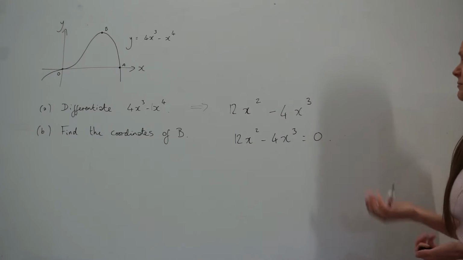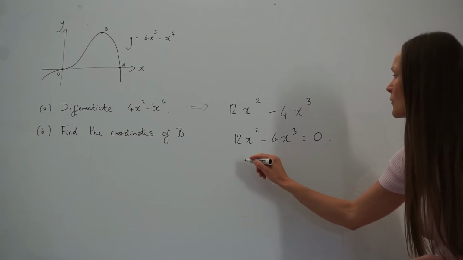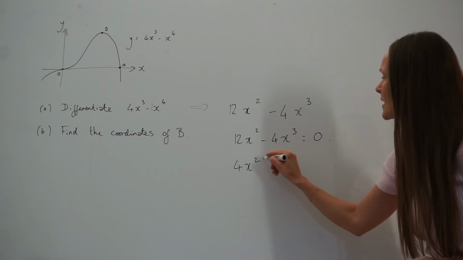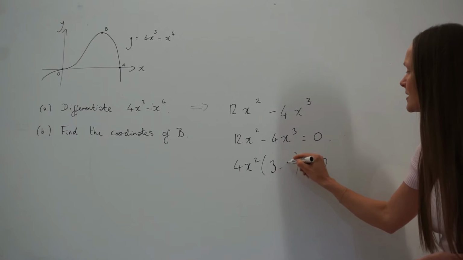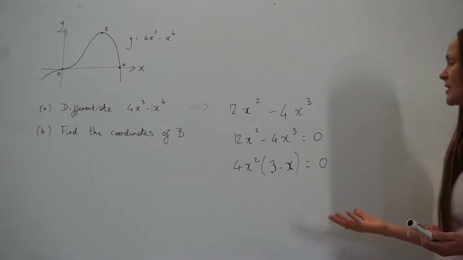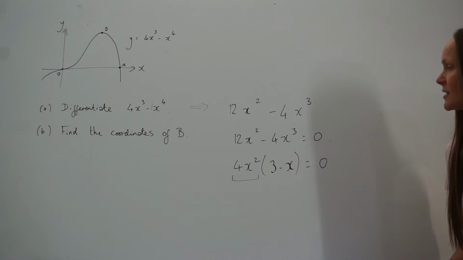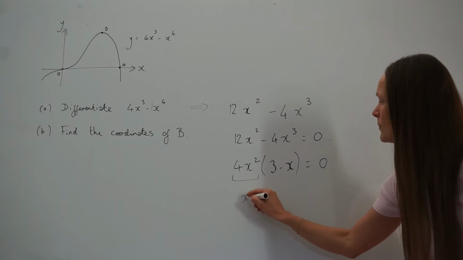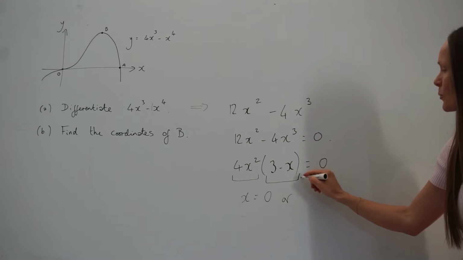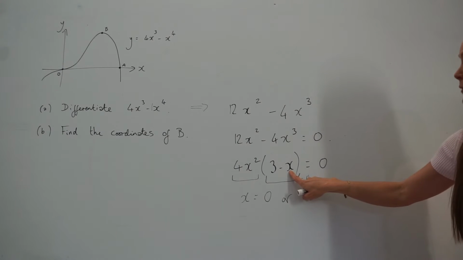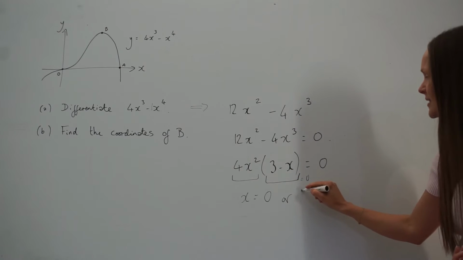When I'm solving this equation, I'm going to factorize the left-hand side. When I factorize, I would have 4x squared outside the brackets, and inside the brackets I would have 3 minus x. So the first step here is just factorizing. There are two values of x. Either this part is equal to 0, which means x has to equal 0, or the bracket is equal to 0. And if this bracket is equal to 0, this value of x has to be 3, because 3 take away 3 is 0. So our second value of x is 3.